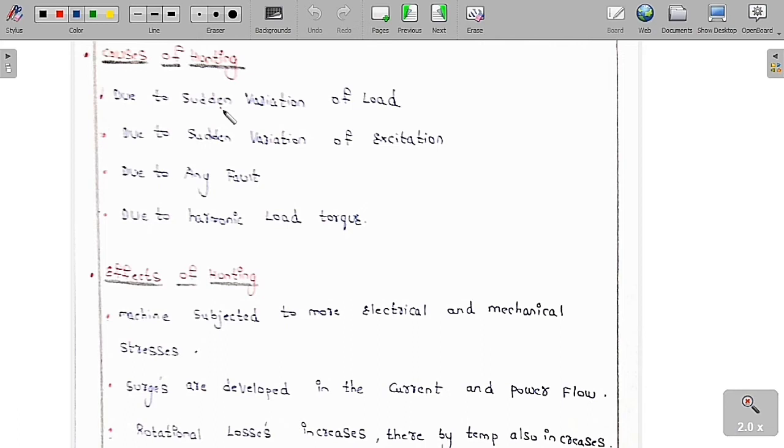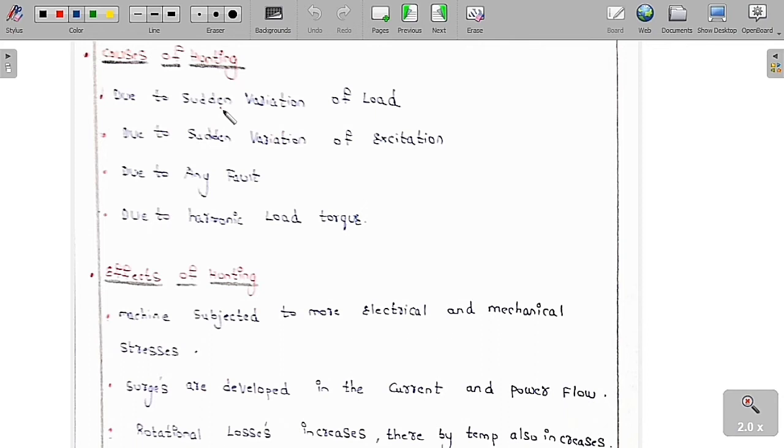So due to sudden variation of load, or due to sudden variation of excitation, or due to any fault, or due to harmonic load torque, these are the reasons by which you are going to get hunting. So hunting is established because of this process. These are the reasons by which hunting is always established in the synchronous machine. Hunting means a new stable point is going to be obtained because of these variations.